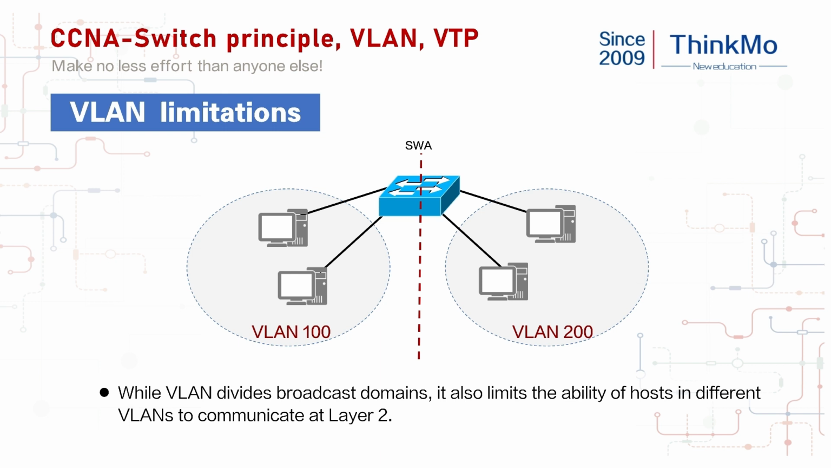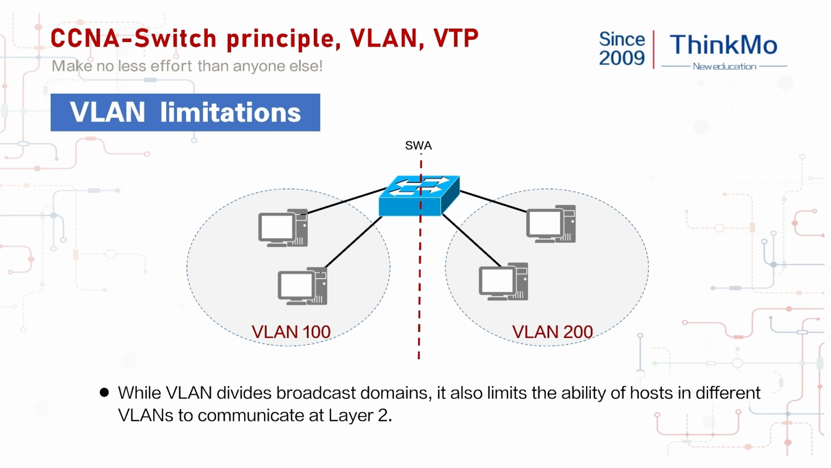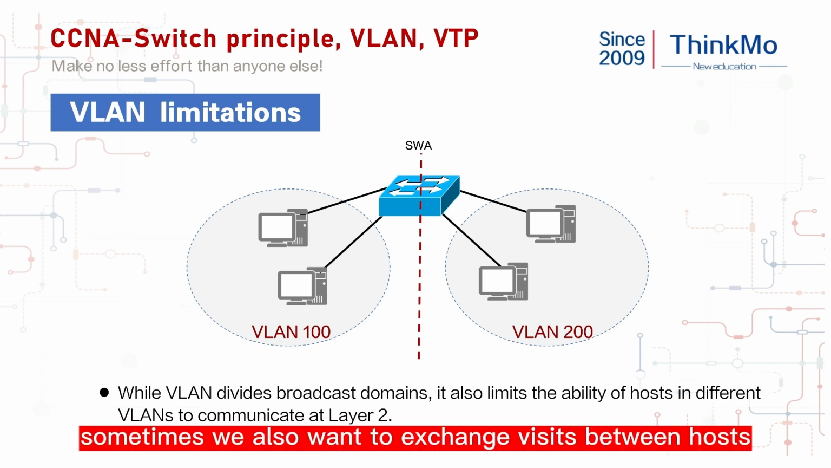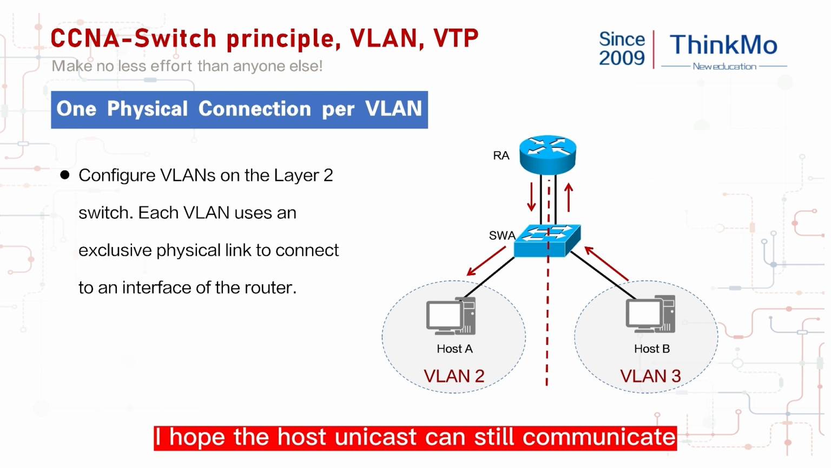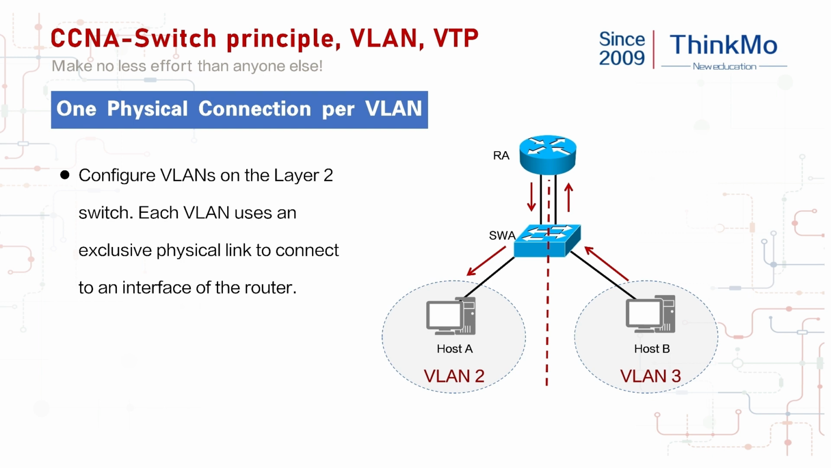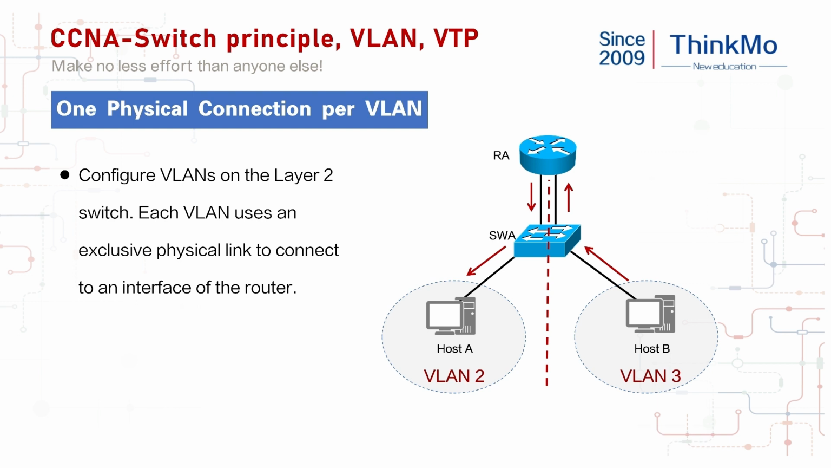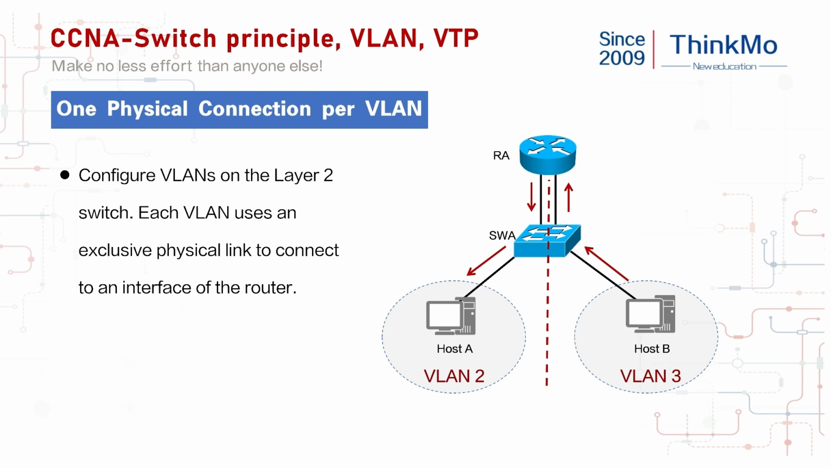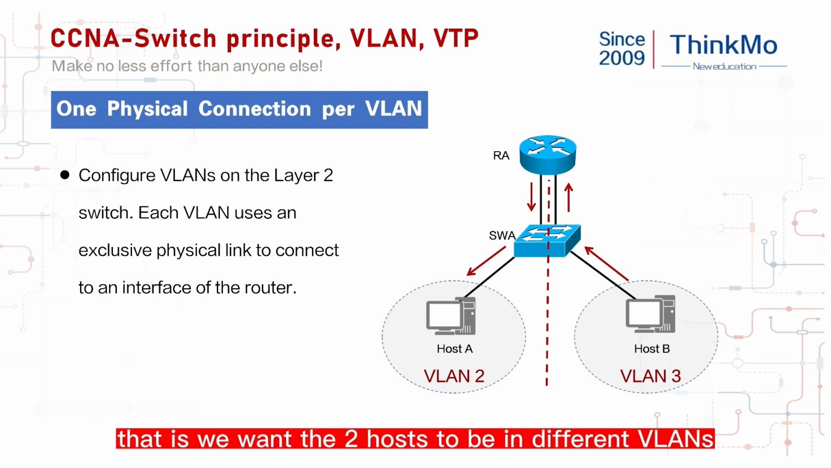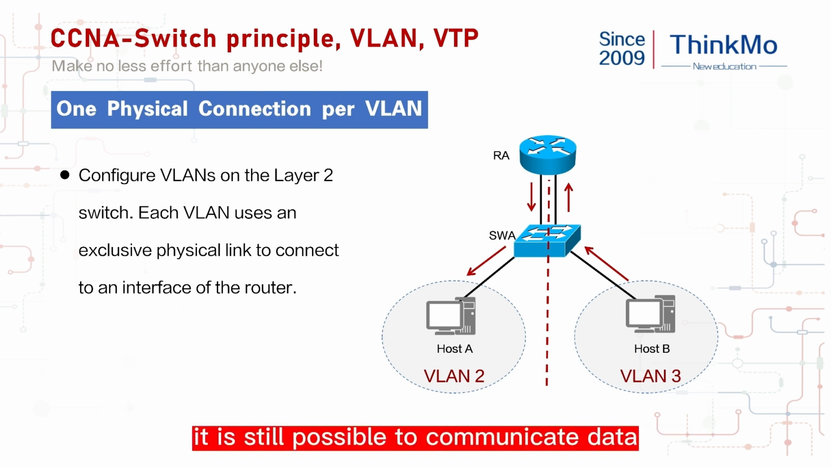We tend to treat VLAN as a means of security isolation. But usually, sometimes we also want hosts to exchange visits. That is, I hope host unicast can still communicate; we want more to suppress its ability to broadcast. Therefore, with VLANs we hope to make hosts unreachable at layer 2, but we hope there is still communication at layer 3. That is, we want the 2 hosts to be in different VLANs, but it is still possible to communicate data.